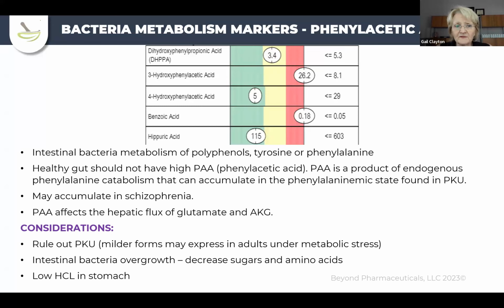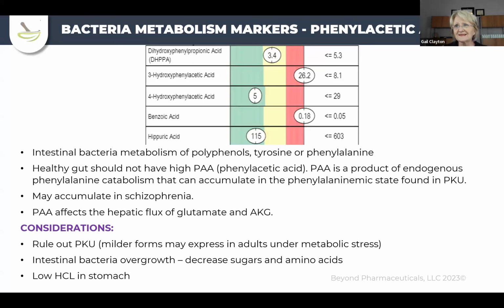Now, it's common for those to be high in schizophrenia, and just note that these bacterial metabolites really affect the flux of glutamate and alpha-ketoglutarate. And I really go into that a lot more in the organic acids course in modules 7 and 8 when I'm talking about energy homeostasis of the mitochondria. So if you see really high levels, you want to rule out PKU.